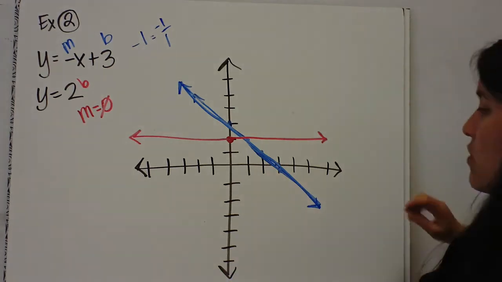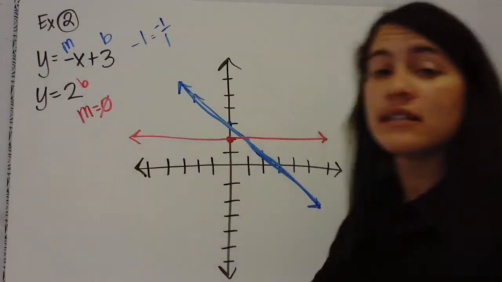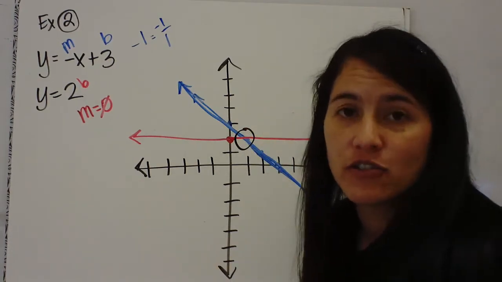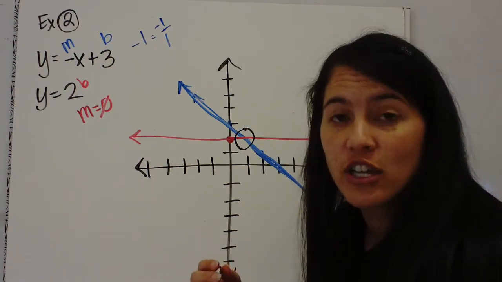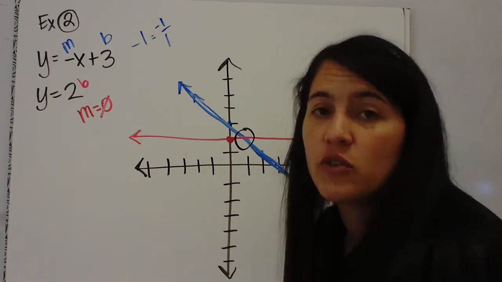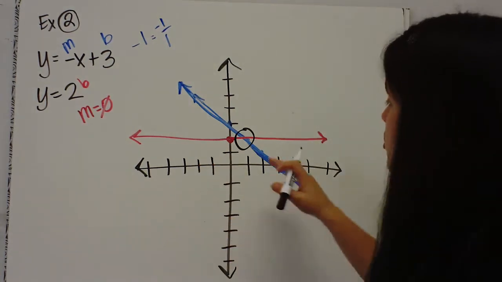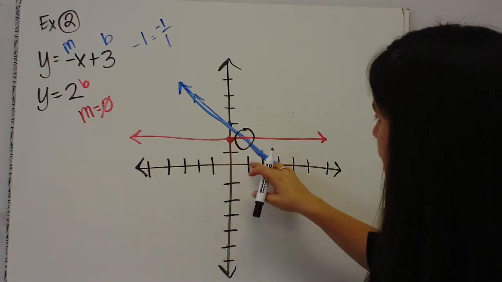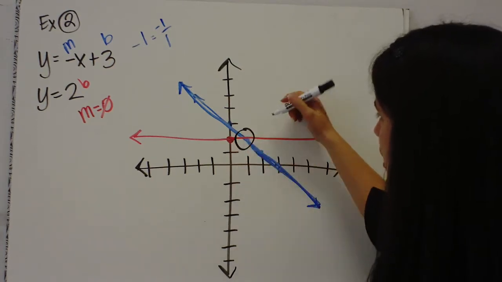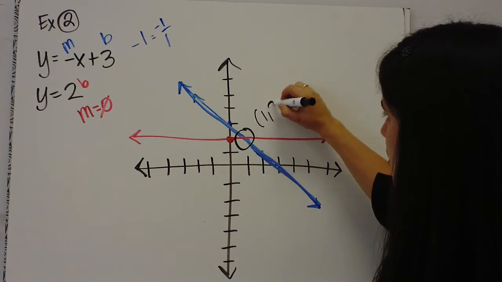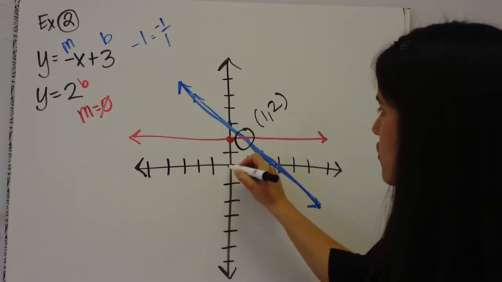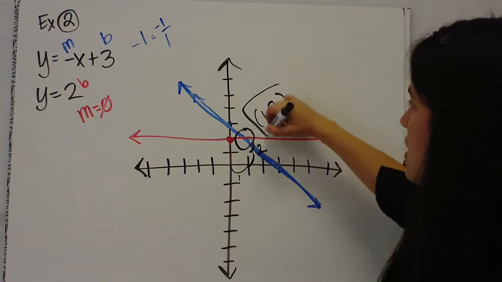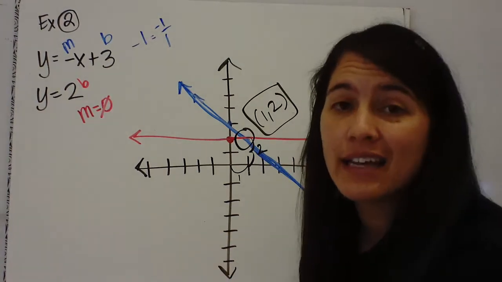You should see where these two lines intersect. It's right here. That is step 3, find the intersection. This intersection is the solution to our system of equations. This is the dot, I guess, over 1 up 2, because I went over 1 and then up 2. So this is the coordinate that we're saying is our solution.